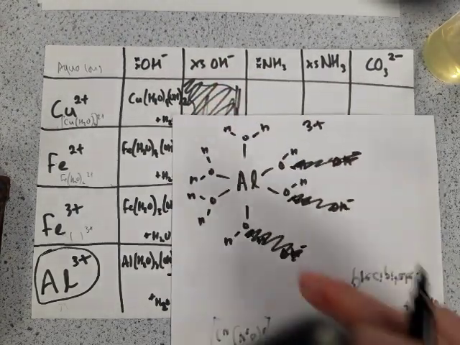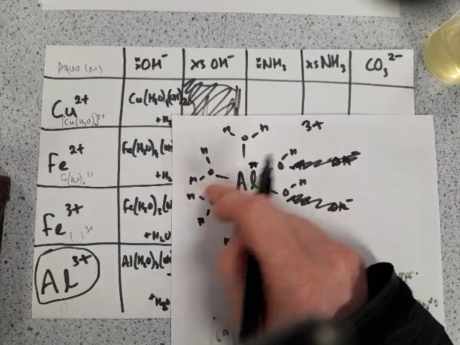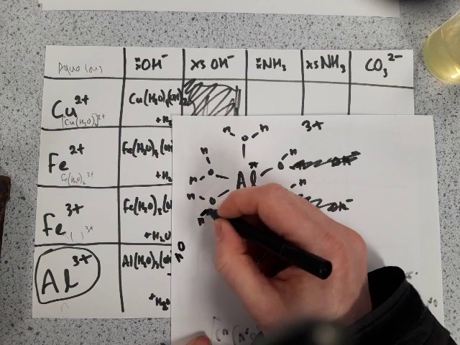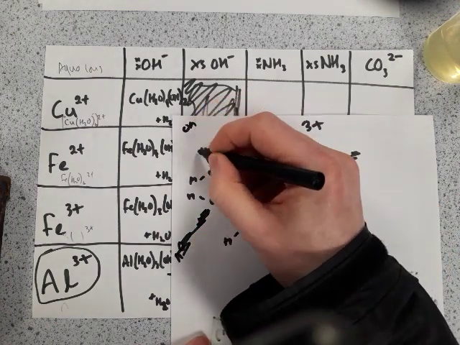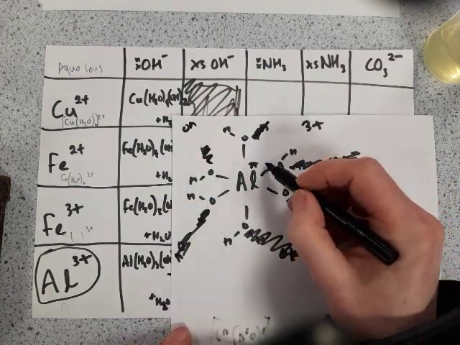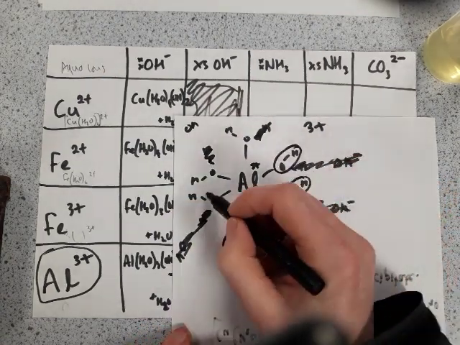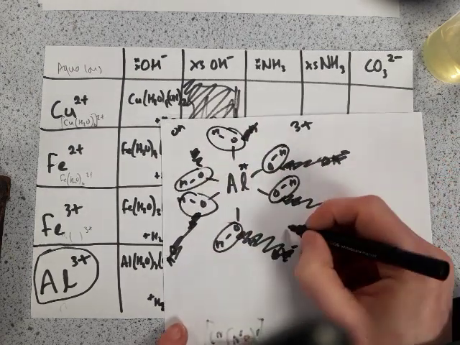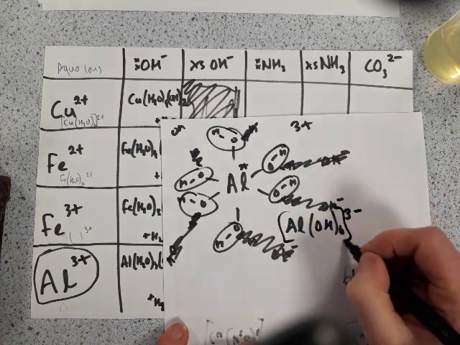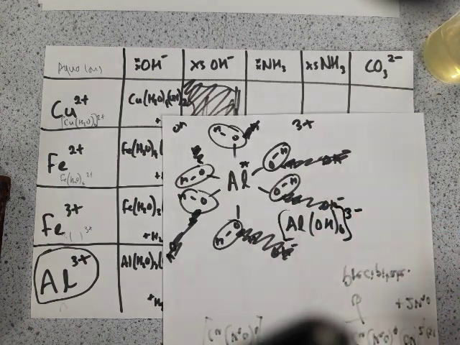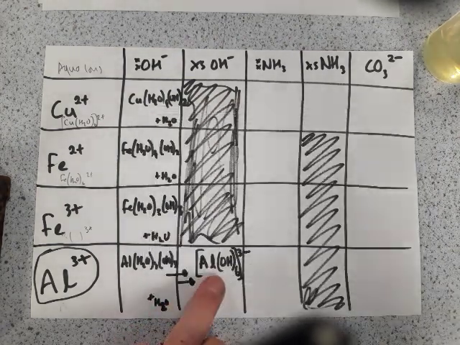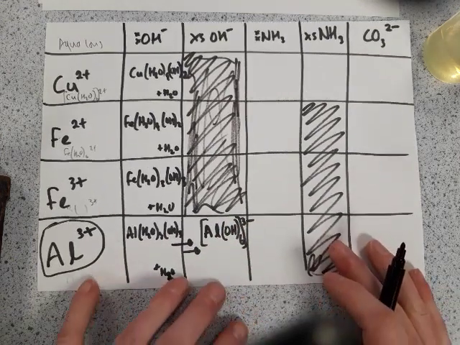But aluminium, this 3 plus ion in the middle, is so good at pulling electron density towards itself that if you just add a bit more OH minus, you can remove another H plus, and another H plus, and another H plus, and you end up with this. Just about see it, aluminium with 6 OHs, and overall it will be 3 minus, because you've removed 6 H pluses from a 3 plus complex. So just remember, this box is AlOH6 3 minus.